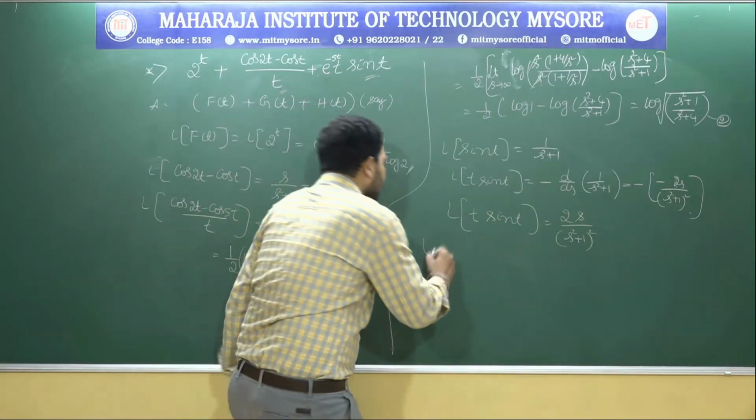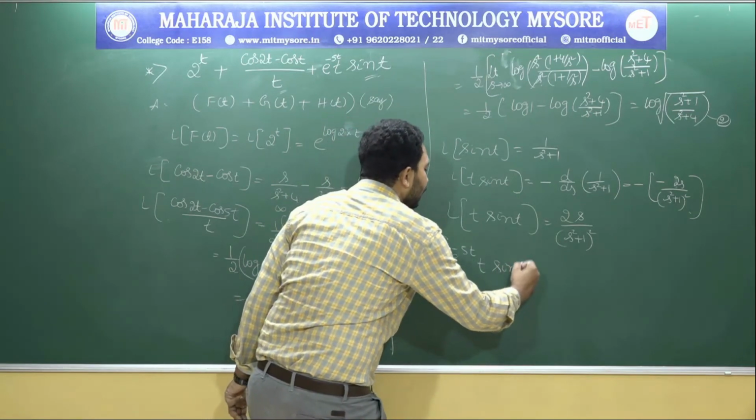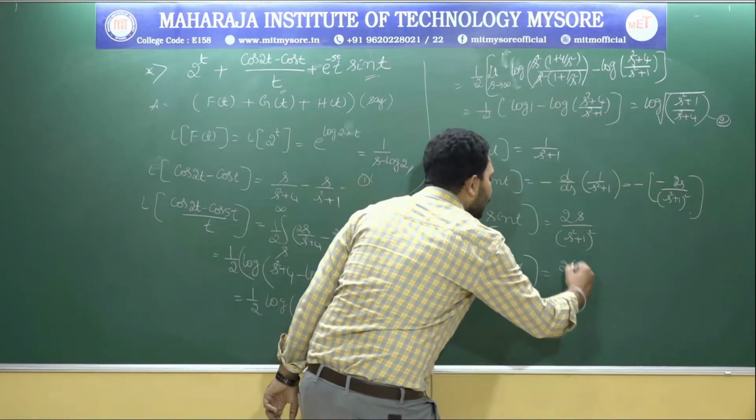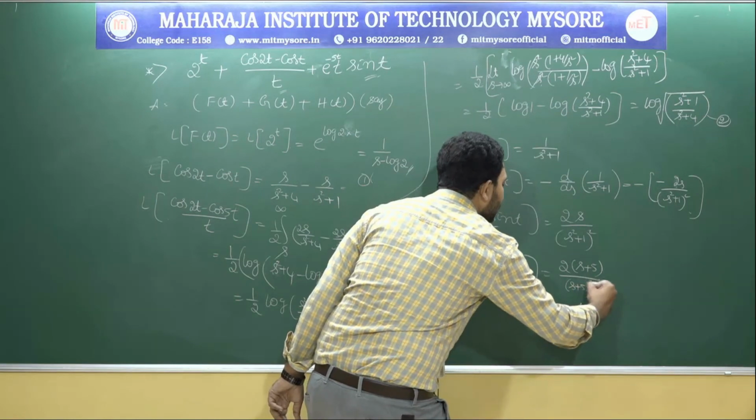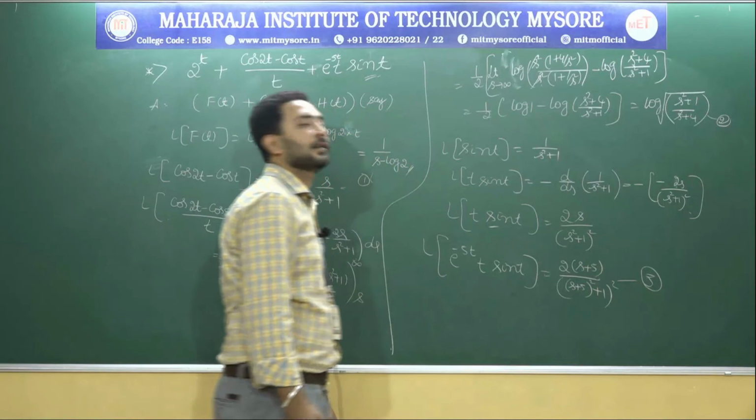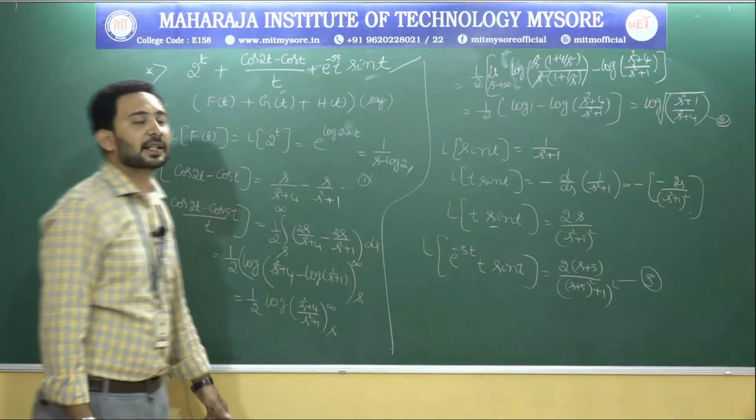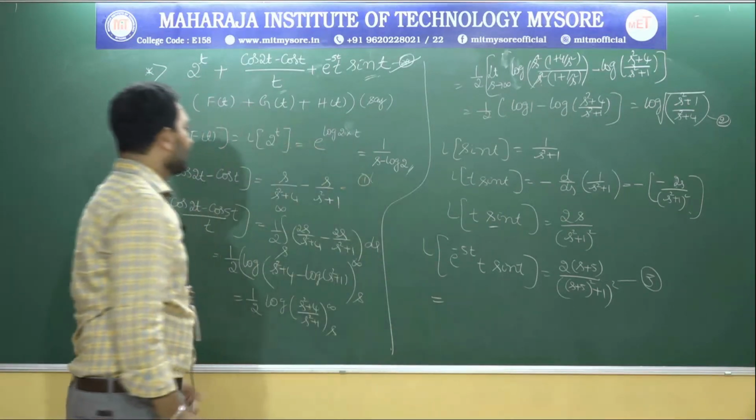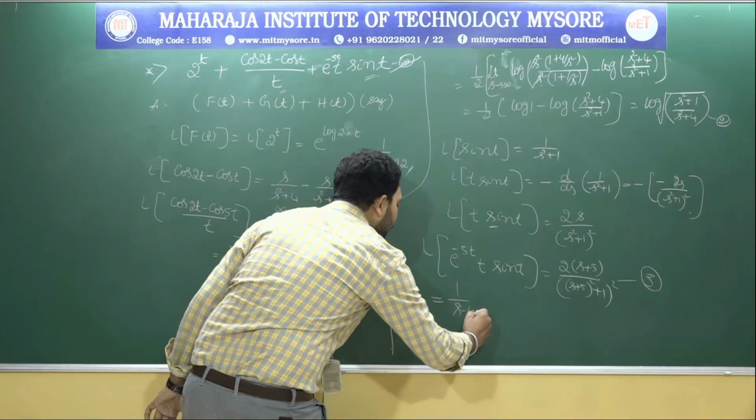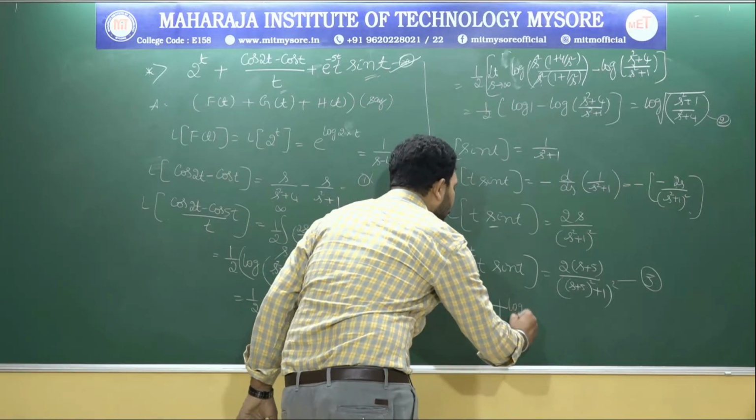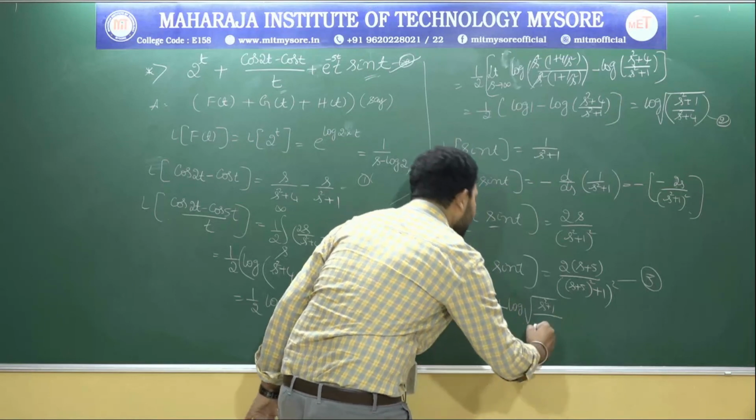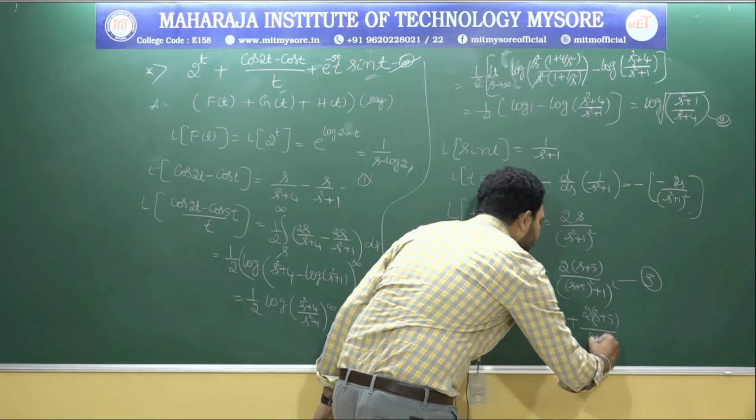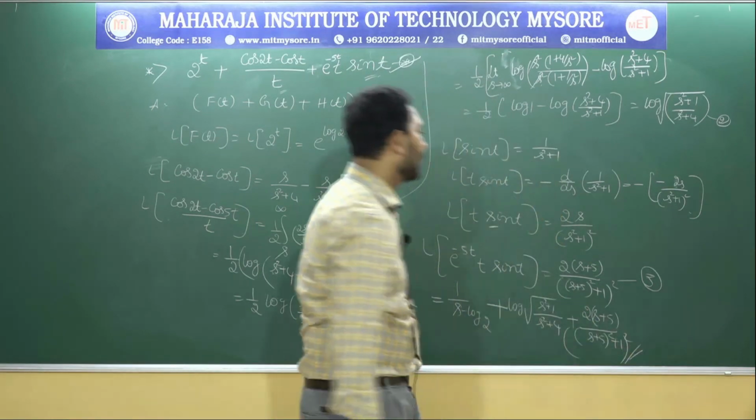Here we have e power minus pi t also. If we take e power minus pi t to here, then apply the shifting property, replace s by s plus pi: 2 into s plus pi divided by s plus pi whole square plus 1 whole square. I will take this as equation 3. So finally, the Laplace transformation for this, I will take this as star, by using equations 1, 2, 3, we can write 1 over s minus log 2 plus log of square root of s square plus 1 divided by s square plus 4, plus 2 into s plus pi divided by s plus pi whole square plus 1 whole square.